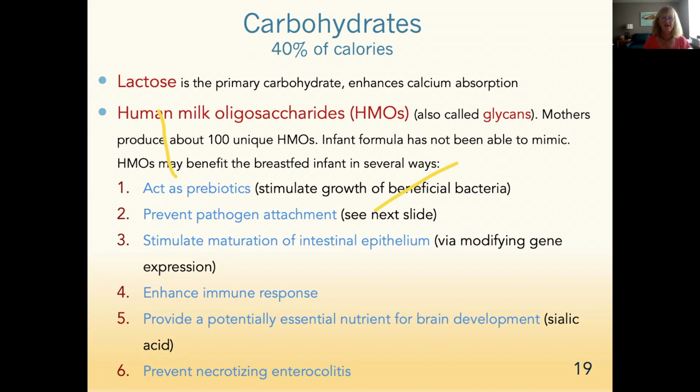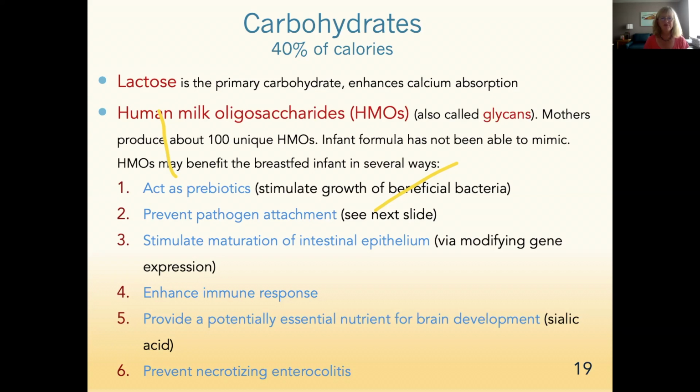So they can't make it in infant formula. There's 1 or 2 that have been marketed in infant formula that aren't the same as the ones that mom makes, but they may be beneficial. But let me tell you why they matter. Okay, so there's a list here. One is, and I'm going to show an illustration on a couple slides, one is they act as prebiotics.